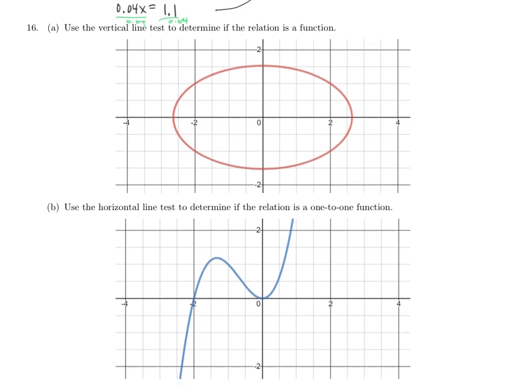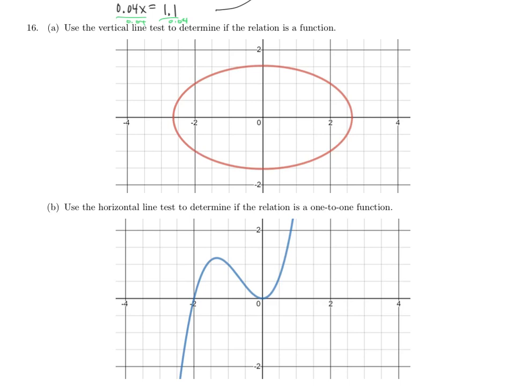16. Use the vertical line test to determine if the relation is a function. That's part A. Part B is use the horizontal line test to determine if the relation is 1-to-1. Okay, so this is pretty simple. You should know how to use both of these.